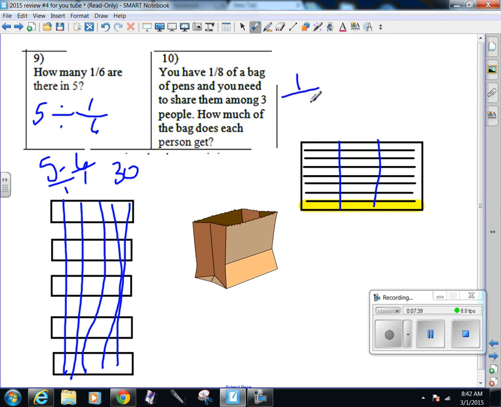So 1/8 divided by 3 people is 1/8 times 1/3, same times reciprocal, which is 1/24. Make sure you've written everything down, make sure you've shown all your work, and make sure you've labeled all your answers. So I didn't label this, so this should say 1/24 of a bag and so forth.